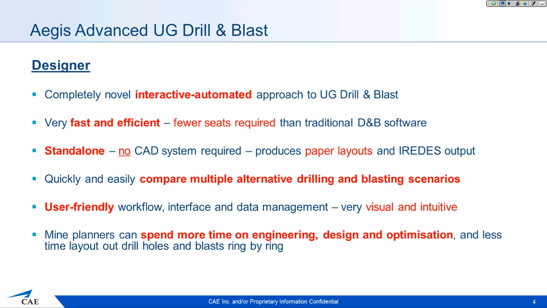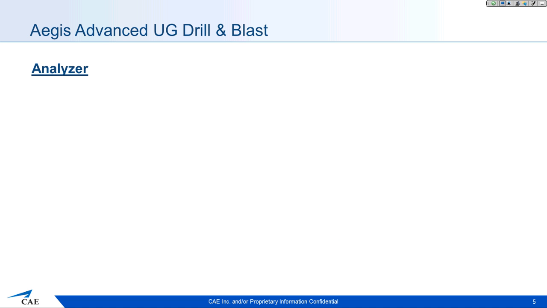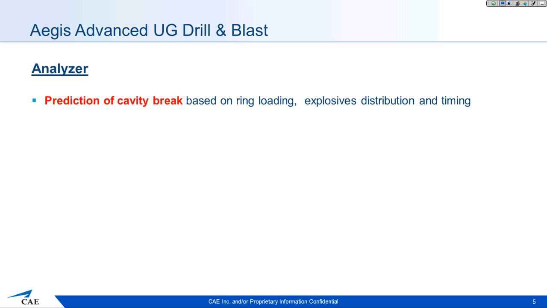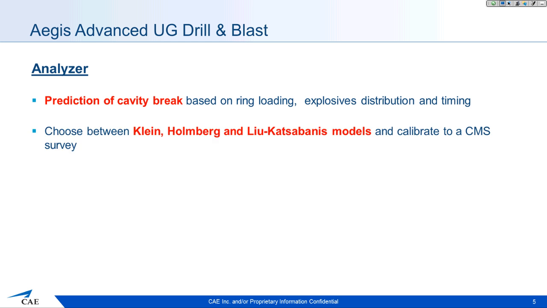Analyzer is an exciting new product. The main thing that it will do is a prediction of cavity break based on ring loading, explosives distribution, and timing. You can choose between Klein, Holmberg, and Lukacs-Banis models, and then calibrate it to a CMS survey. Then you can compare multiple blasting scenarios to see what kind of cavity break you might achieve in your blast.